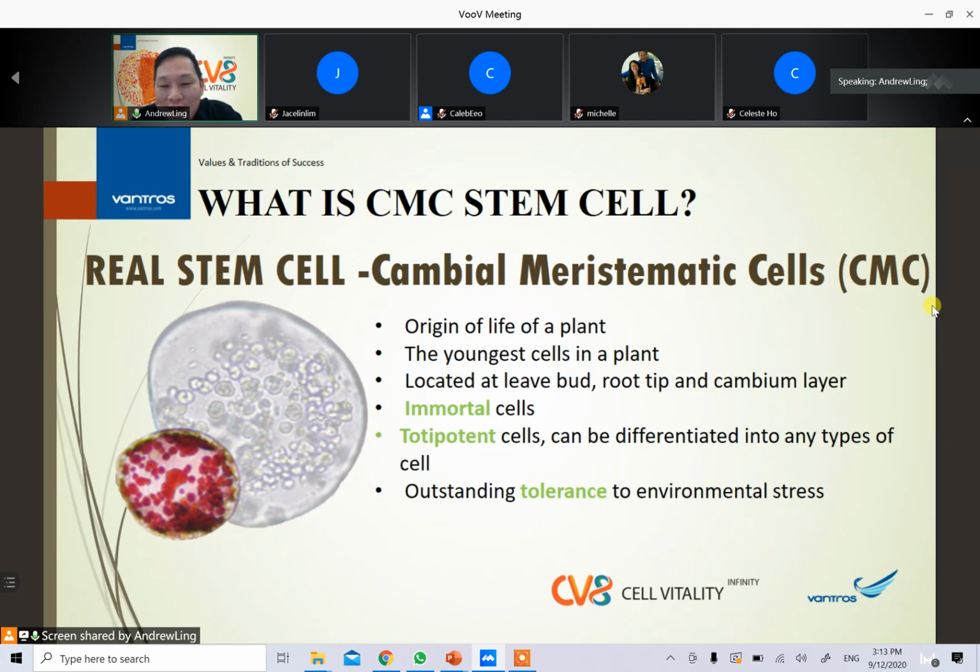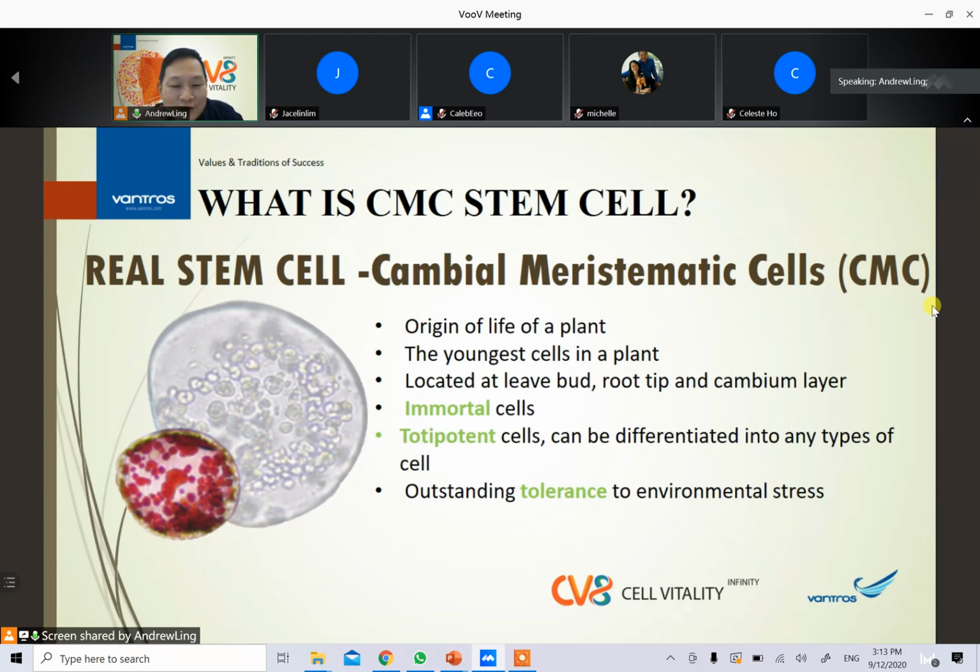It is usually located in your leaf buds, root tips, and cambial layer. And this CMC stem cell is considered as an immortal cell. Why is it considered immortal? Because it won't die off. As long as you have isolated it, you can keep it for the rest of your life. You can take it out, use it again. That's why it is considered as an immortal cell.